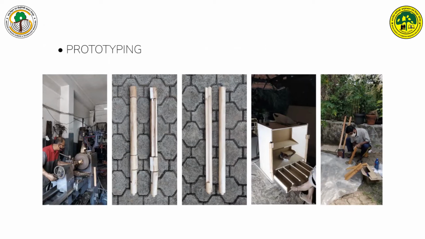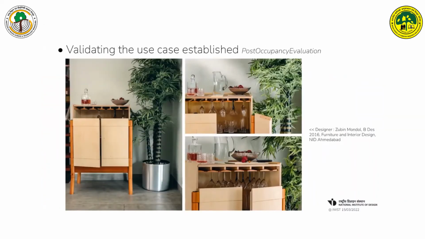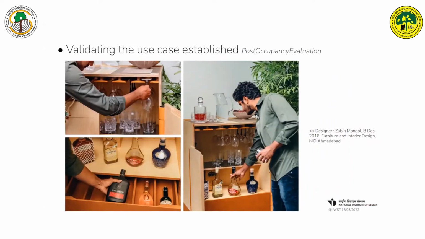As you can see, the first image is turning the wood, the leg assembly, the legs are put onto the carcass, tested for the fit, and then finally finished. Initially, all the use cases that were established are validated. We had speculated that it should hold certain weight, it should hold certain glasses. So all those accessories are also put into the furniture and then tested out. The usability of it is tested out. How comfortable is it to pick up the bottles, to put them back? How are the drawers? Are they smooth enough? Are the glasses clanking when you are withdrawing them or putting them back?